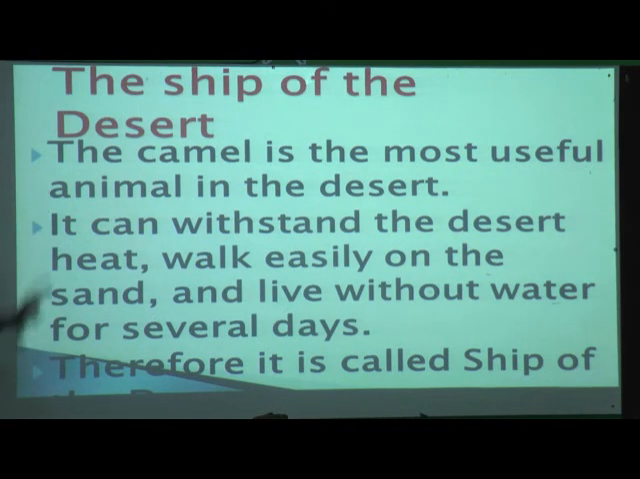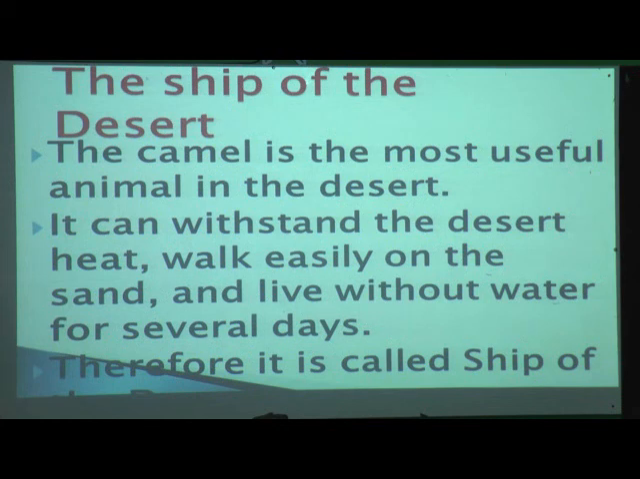On the desert, can we walk properly as we run on the roads? No, because the road is very flat, and we can run and walk and everything. But here in the desert, sand is there. When we keep our leg on that, our legs will go into the sand. But the camel is the most useful animal in the desert. It can stand the desert heat, walk easily on the sand and live without water.